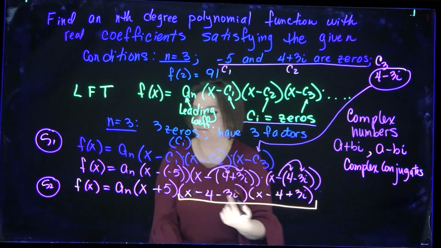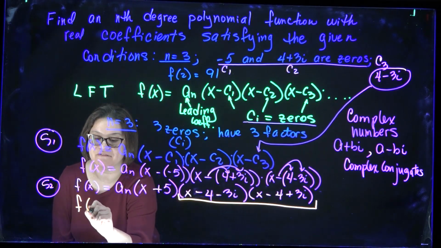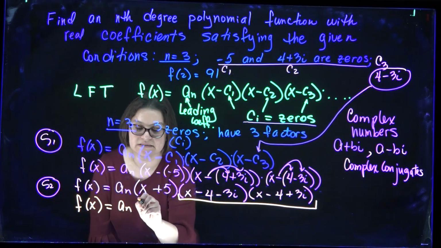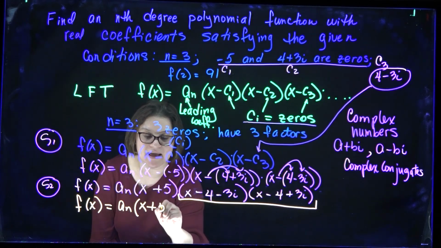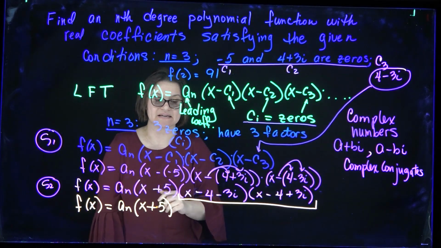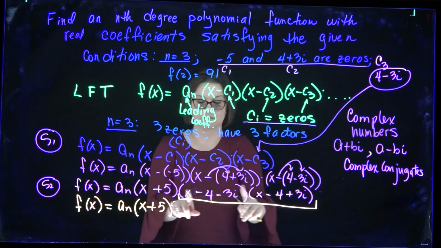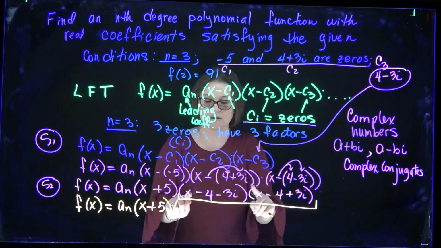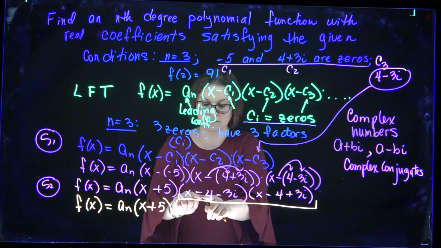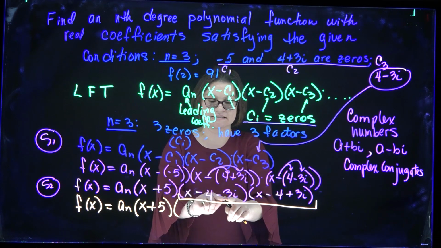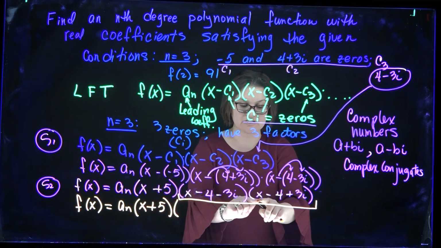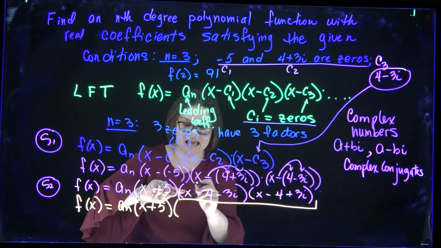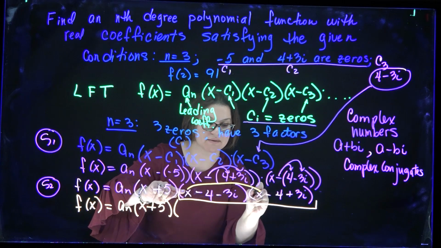So that's what I'm going to do. I'm going to keep my f of x the way it is. I'm going to keep my leading coefficient the way it is. I'm going to keep my x plus 5 factor the way it is. But now I'm going to simplify. Okay, and this is going to be a little bit long, so make sure to keep track of what I'm doing. I'm going to take each term in this set of parentheses, and I'm going to multiply by each term in this set. Okay, so hence, I'll take x, and I will multiply by x.